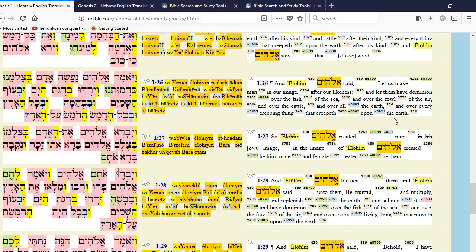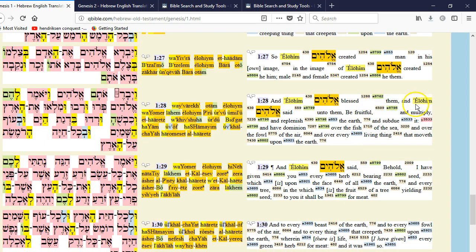Oftentimes, the verb form and the noun form are virtually the same, with sometimes different prefixes or suffixes. See, you got something that's Ramash, Ramash, and then the Masoretes just came along and said, well, in this instance, it should be pronounced Ramash, and in that instance, it should be pronounced Ramesh. Because they said so. Now, so Elohim created man in his own image, and the image of Elohim created him, male and female created he them.